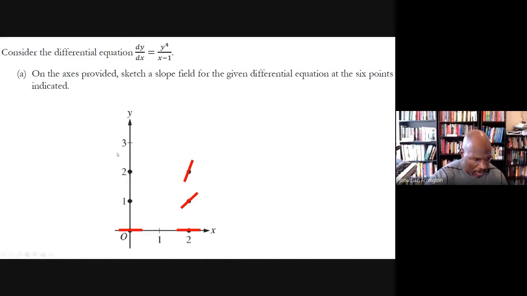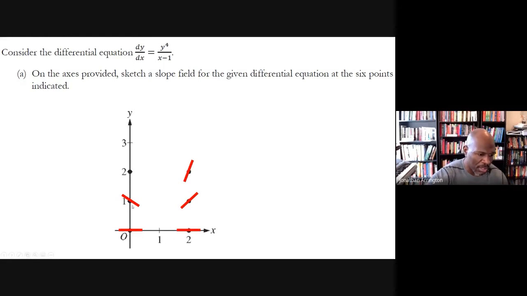And now we have the 2 remaining points, 0, 1 and 0, 2. Starting with the point 0, 1, so 0 for x, 1 for y. Again, 1 for y, y to the fourth is 1. And 0 minus 1 is -1. So you have 1 over -1. So the slope at 0, 1 is -1, something like that.